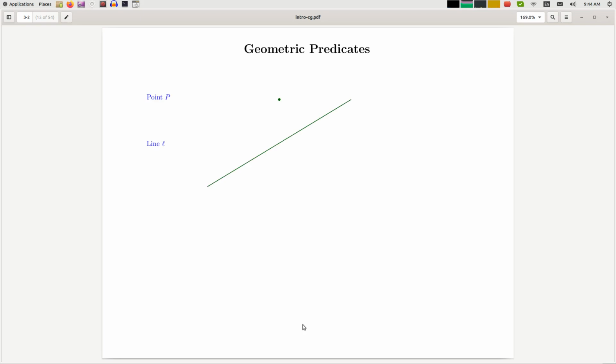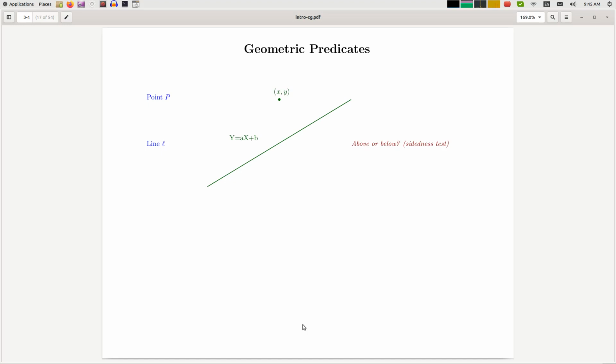So let's say we have a point and we have a line. One of the typical operations or decisions that we need to take in many geometric algorithms is to know whether the point is above the line, on the line, or below the line. This is known as the sidedness test. This is used in many different algorithms.